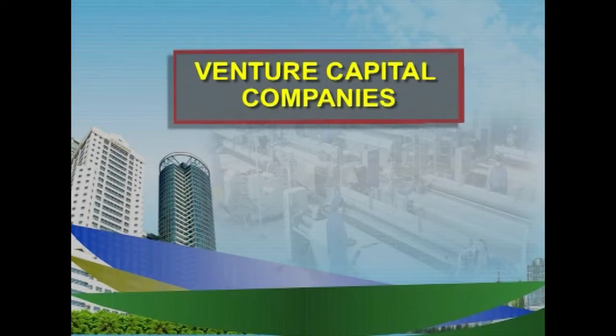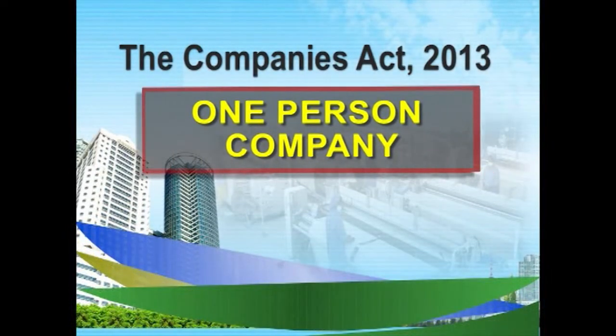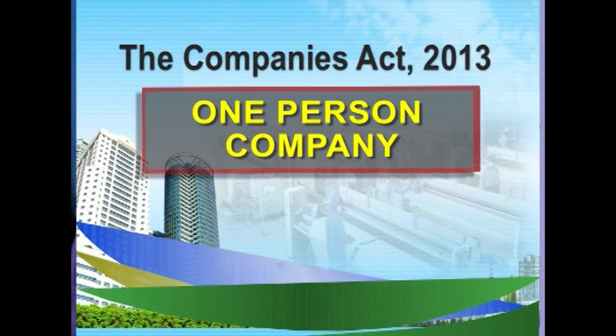Venture capital companies. According to the government's direction, venture capital companies' names must end with venture capital fund or venture capital finance companies to seek tax exemption. 1-person company. In case of a 1-person company, the words 1-person company shall be mentioned in brackets below the name of such company wherever its name is printed, affixed or engraved.